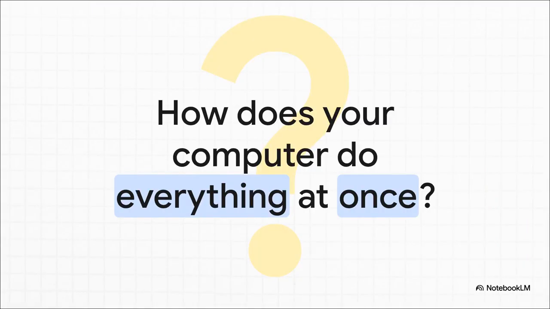I mean, really think about it for a second. Right now, you might have music streaming, a bunch of tabs open, maybe a big file is downloading in the background. It all feels perfectly seamless, like it's all happening at the exact same time. But is it? That's the big puzzle we're going to solve together in this explainer.